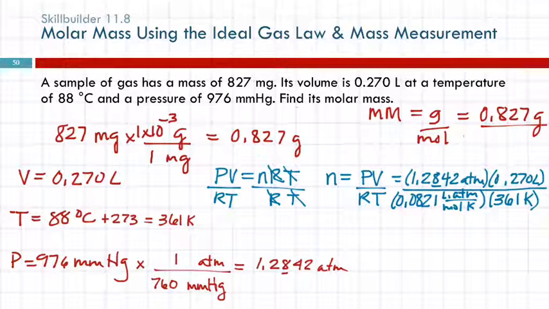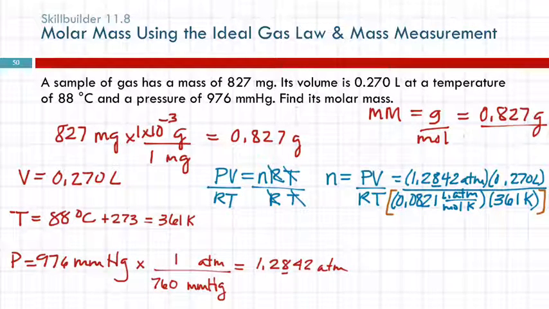You've got to be careful when you do the math here. Put brackets around those, or parentheses, when you do the math. Most students prefer to multiply the 0.0821 times 361. If you put parentheses around it, you'll be okay. Otherwise, you're going to get a crazy large answer.